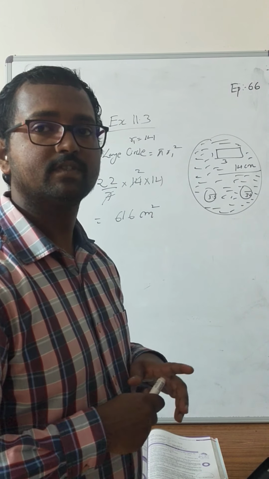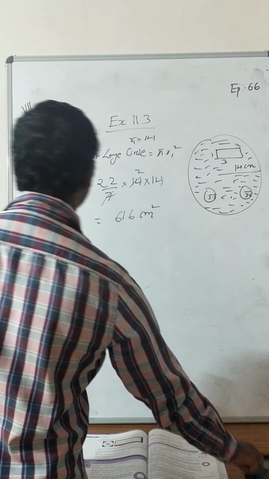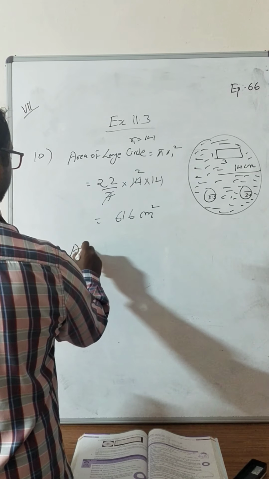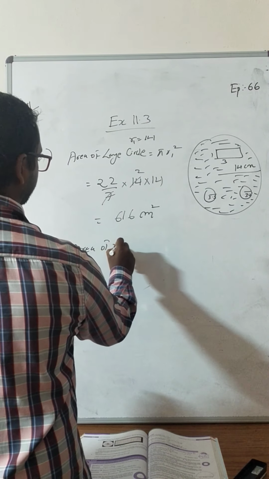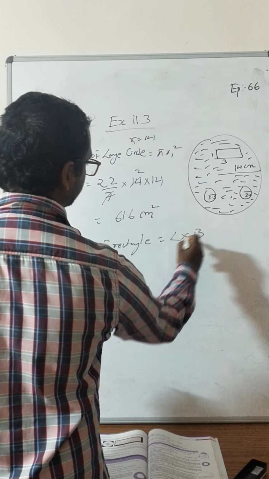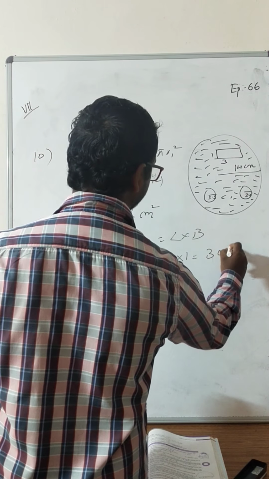Now from this we have to subtract two small circles and one rectangle. So let's find the area of the rectangle first, because it is very easy to find the area of rectangle. Area of rectangle is length into breadth. Length is 3. Breadth is 1. So the area is 3 centimeter square.